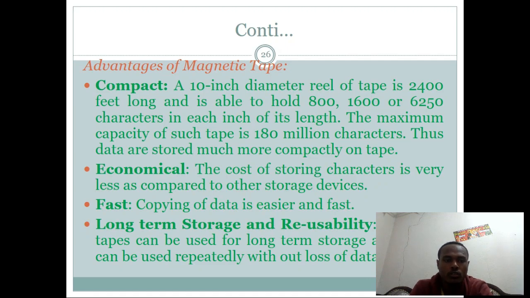Its advantages are four. It is compact. A 10-inch diameter reel of tape is 2,400 feet long and is able to hold 800, 1,600 or 6,250 characters in each inch of its length. The maximum capacity is 180 million characters. Another advantage is it is economical. The cost of storing a character is very low compared to other storage devices. It is also fast. It is long-term storage, and reusability is also an advantage of magnetic tape.